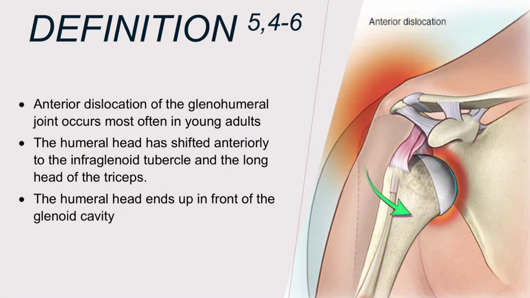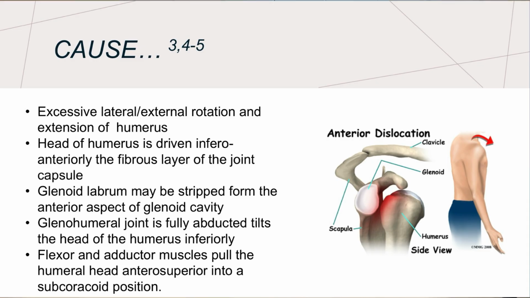And this is the most common dislocation of the shoulder. It also occurs most often in young adults, especially athletes. For example, it's common in throwing and racket sports, swimming, and gymnastics. It is caused by excessive extension and lateral rotation of the humerus, which means that the head of the humerus is driven anteriorly, and the fibrous layer of the joint capsule and glenoid labrum may be stripped from the anterior aspect of the glenoid cavity in the process.